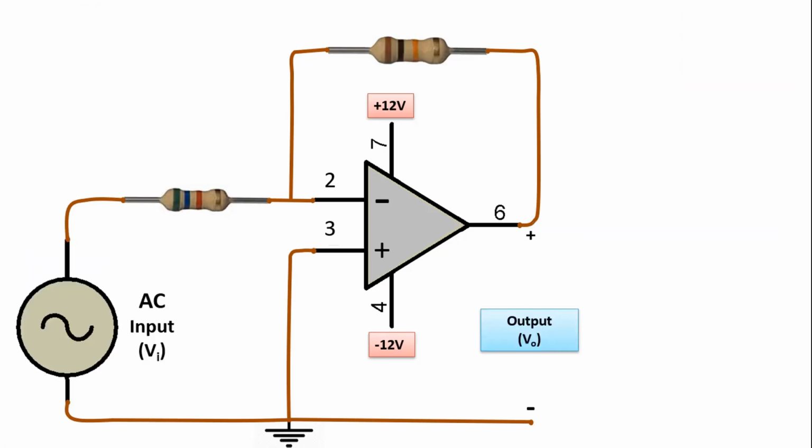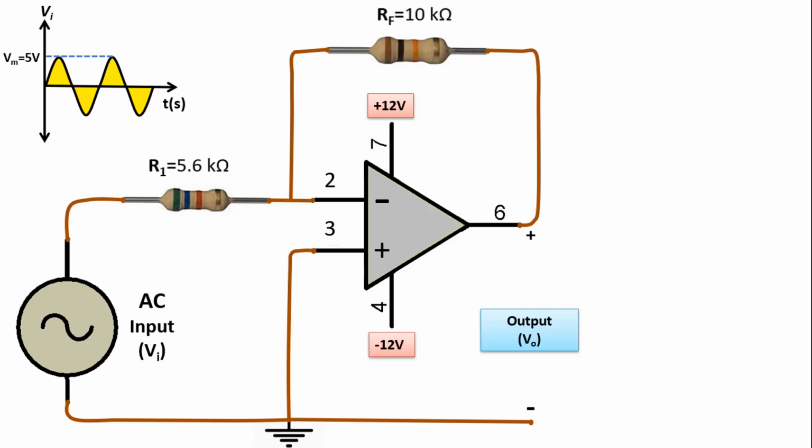Again, we will operate by thinking in the same way. For example, let the voltage value of the AC source here be a sine wave AC with a maximum value of 5 volts. Let the resistance values be R1 equals 5.6 kiloohms and RF equals 10 kiloohms. What is the output value? Here we can operate by going through the maximum value. If you wish, you can also find the output value by going through the effective value.